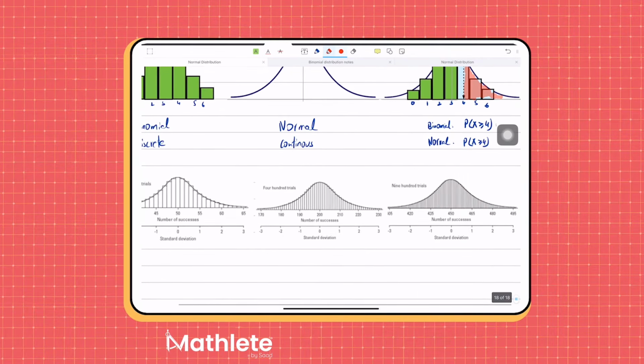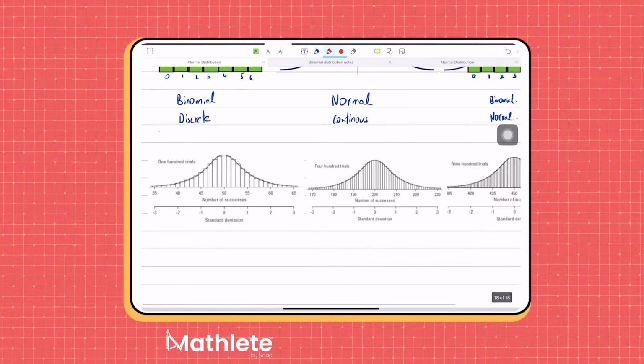Well, the answer to that lies over here. Now notice that if we have 100 trials, you can see that the bars are outside of the normal distribution curve.